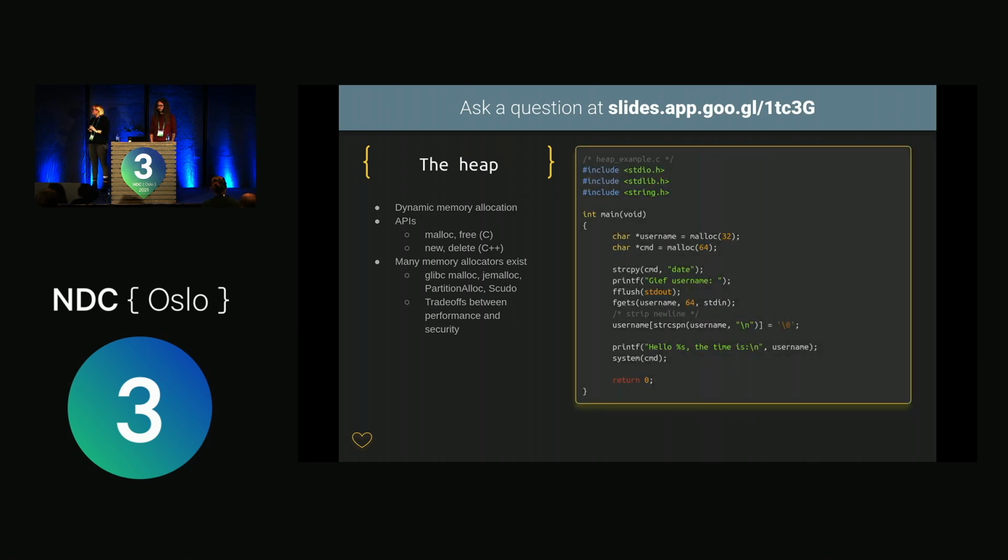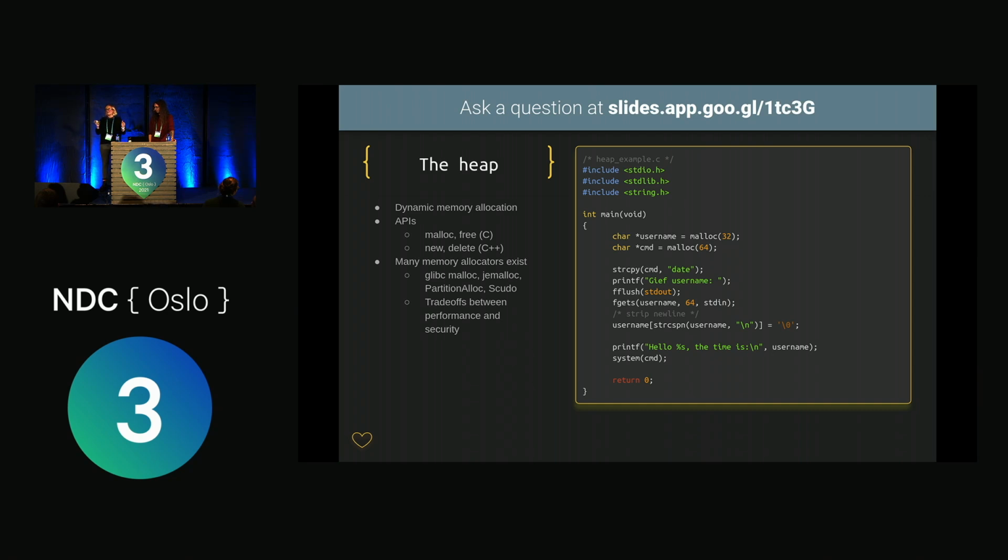And then back to the code snippets. For this one, we allocate 32 bytes on the heap for the username, and then 64 bytes on the heap for a command. And then we copy the string date into the command variable. When we read, the only difference here is that when we output the username, we also run system with the date command. And we hard-coded the date command, right? So it will always be the date command, right?